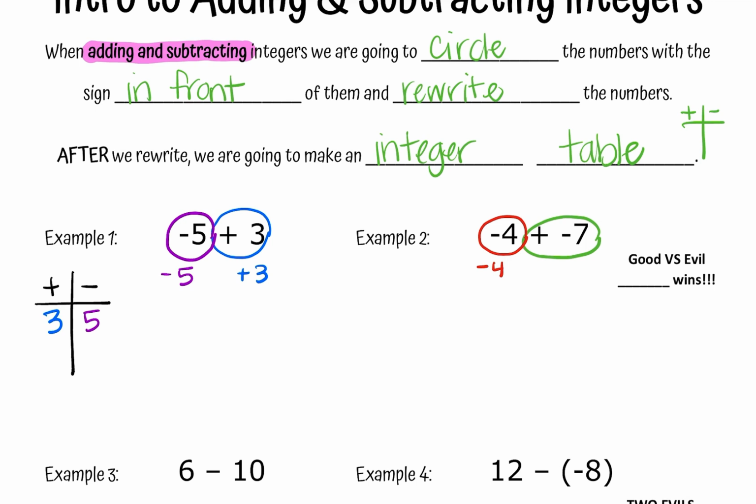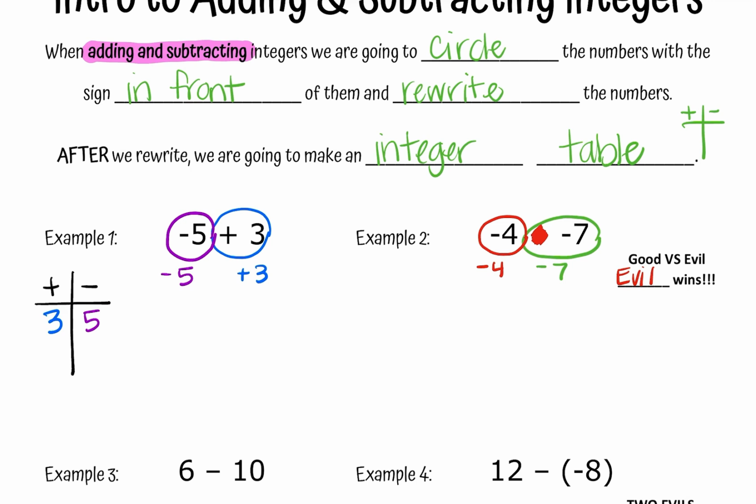Now the second circle has multiple signs. You can see here I have a plus sign and I have a minus sign. In our math, we call this good versus evil. We have a good and we have an evil, and when they are together, evil wins in math. We're going to do a nice evil laugh. We're going to say evil wins, mwahahaha. We are going to get rid of the good, and we're going to keep that evil -7. So in math, good versus evil, evil is going to win.